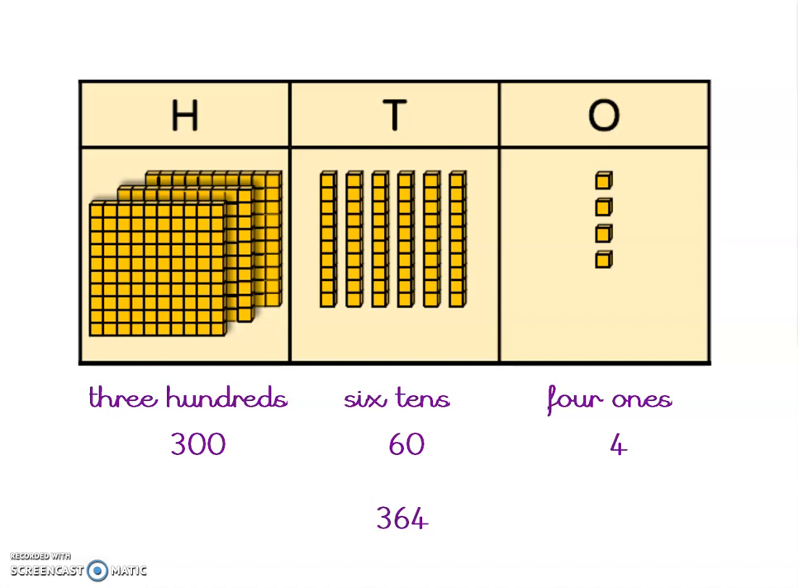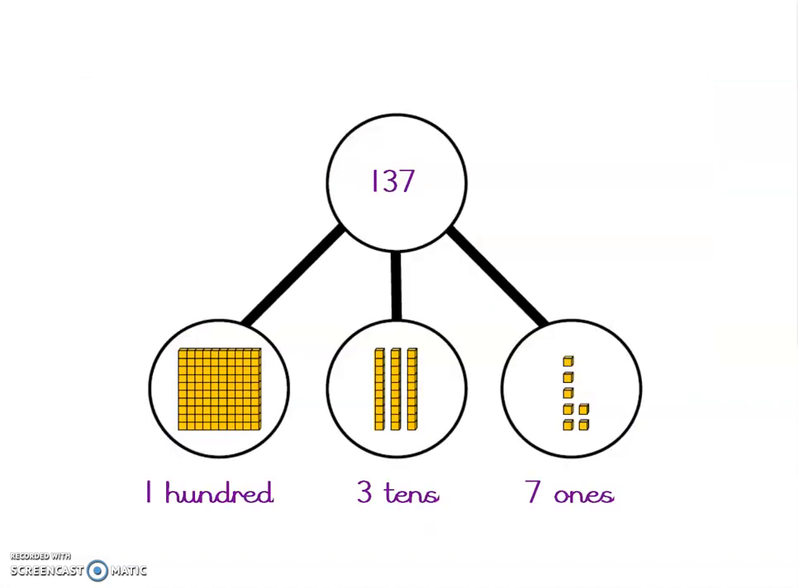In this part-whole model, we used our base 10 resources once again and showed a pictorial representation of the number. And we can see that we have 100 square, 3 10s, and 7 1s. So we had 100, 30, and 7, which gave us an answer of 137.